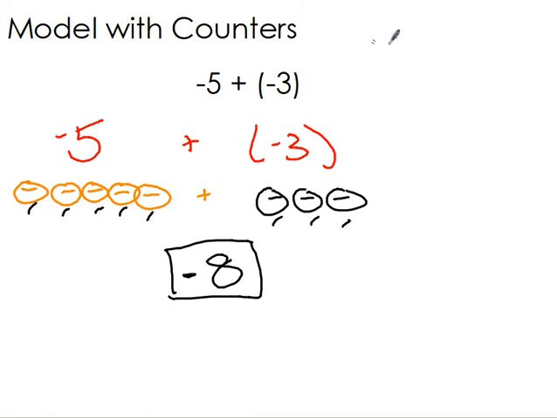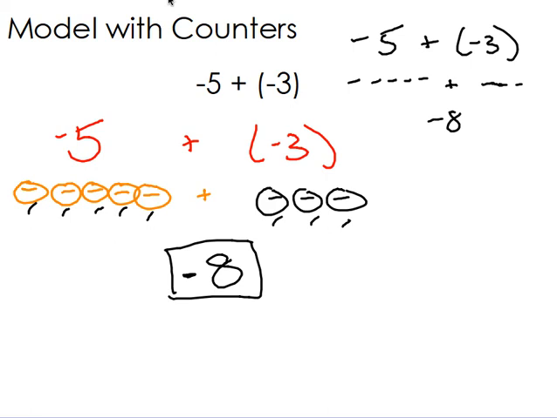Now, one common question that I get when we do this is, do we have to circle those counters? And the answer is no. I could just draw 5 negative signs, 3 negative signs, and then I know if I combine those, I have 8 negative signs. That's fine. I like to draw the circles because it shows the counters for me and it helps separate them, so I don't blend these lines together. Because if I got these two close together, like right here, then now it looks like I only have 2.